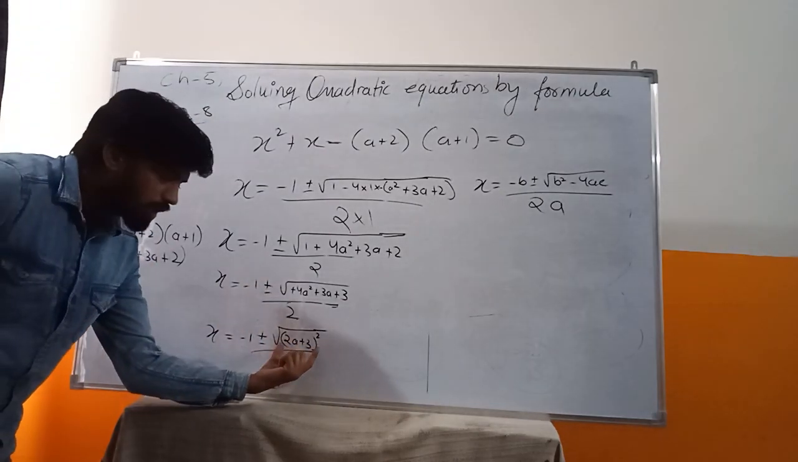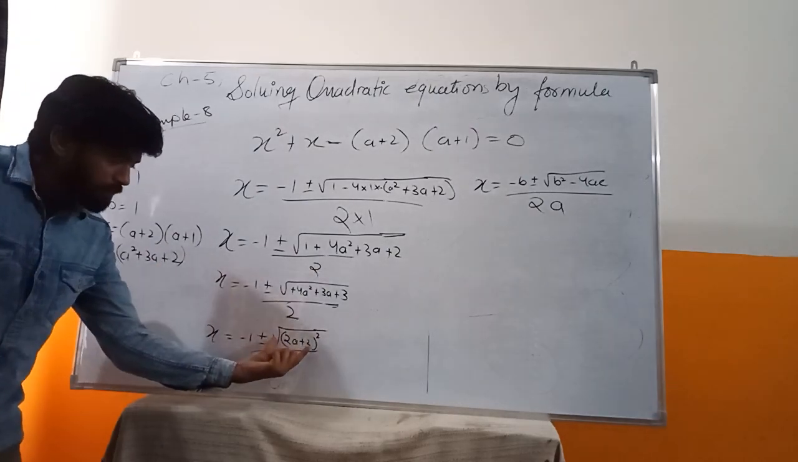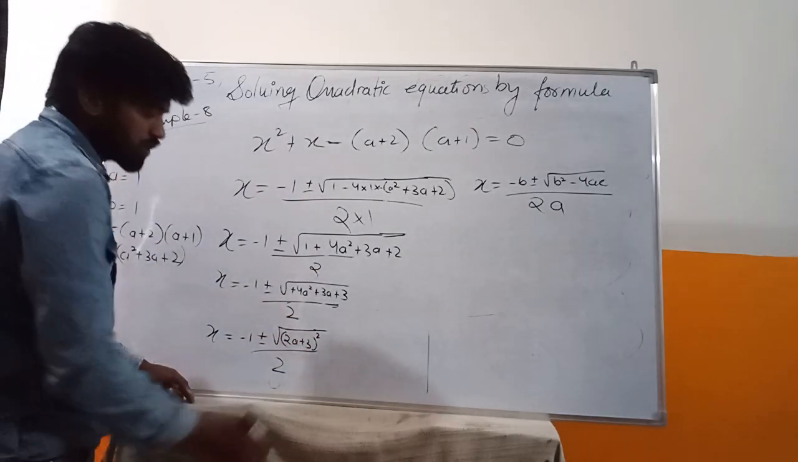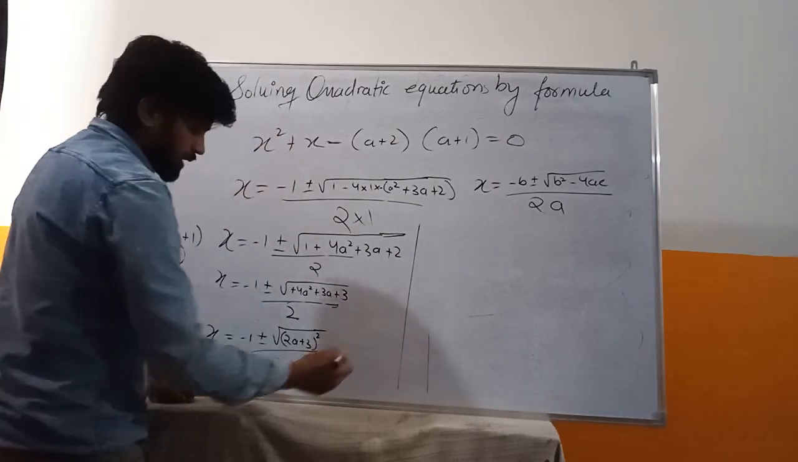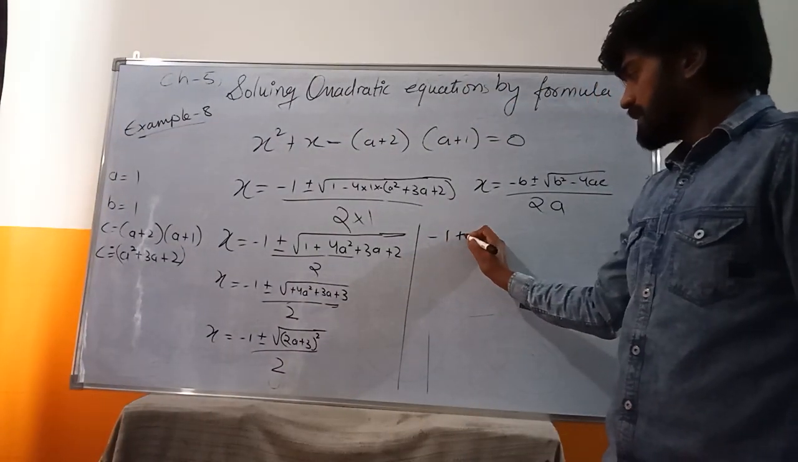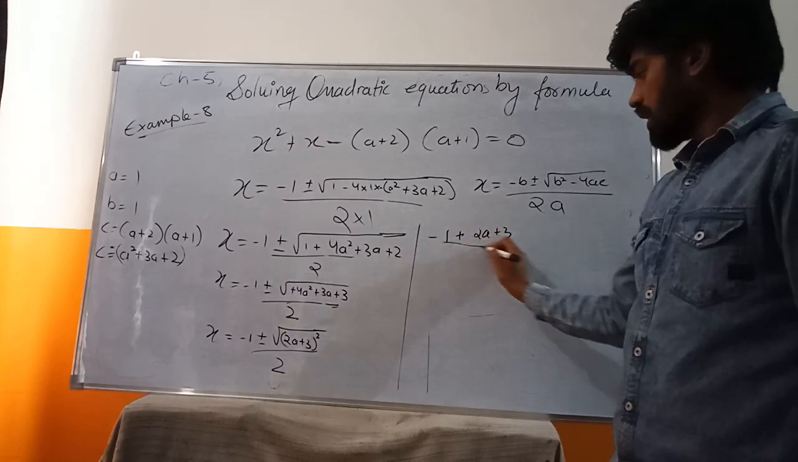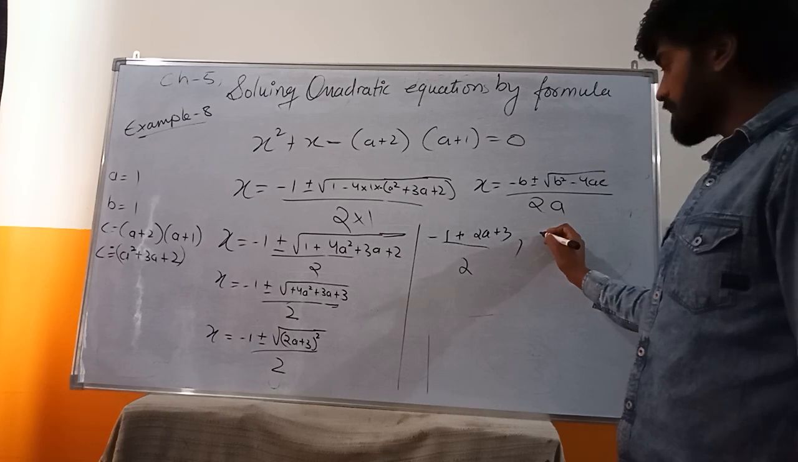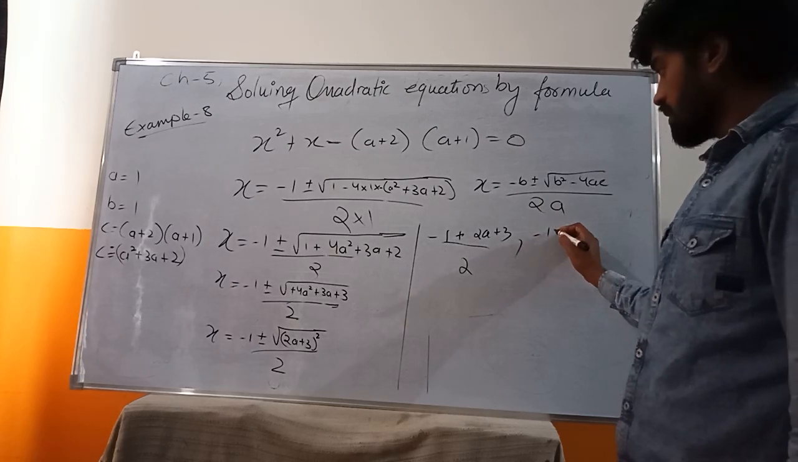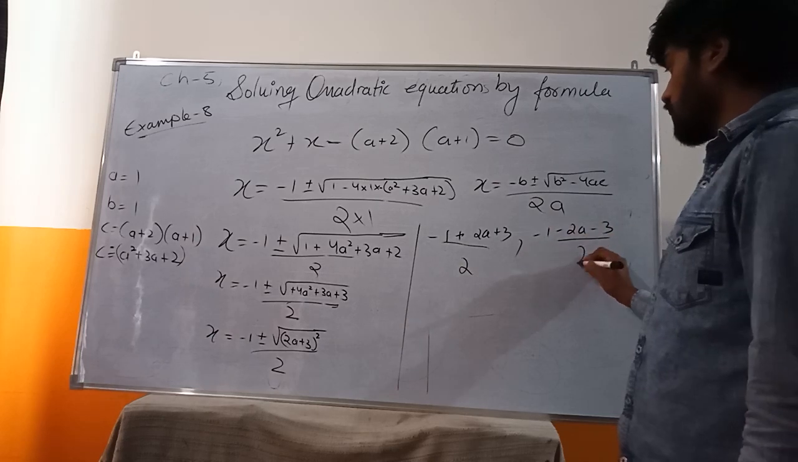Now whenever there is a square inside a square root, I can bring it outside. So I have the right to bring 2a plus 3 outside. So I'm just doing it over here now. So what I'm going to get? Minus 1 plus 2a plus 3 upon 2, and the second answer I am writing, minus 1 minus 2a minus 3 upon 2.